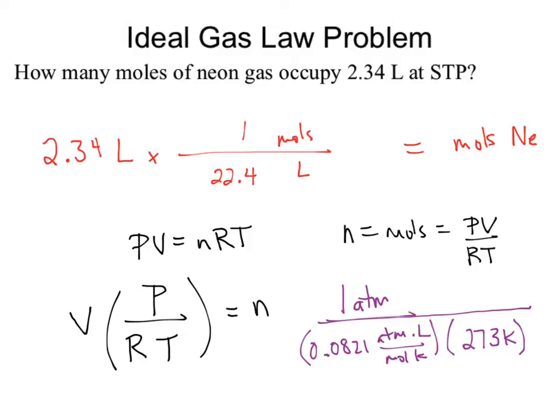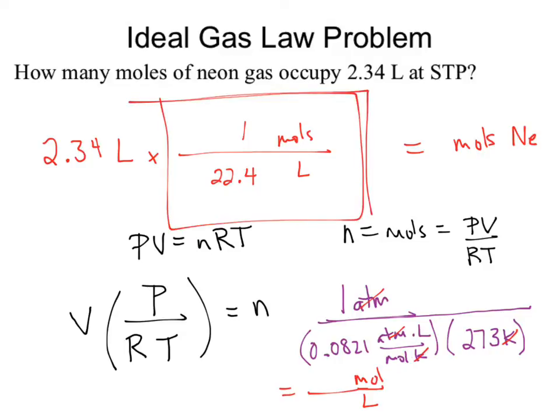That is standard temperature. The Kelvin units cancel. The atmosphere units cancel. What do I get as a unit out of that? I get actually moles over liters. We're dividing by a fraction. Your fraction flips. Interesting. By doing the ideal gas law, we got moles over liters. Any guesses what 0.0821 times 273, 1 divided by that number is? 22.4.